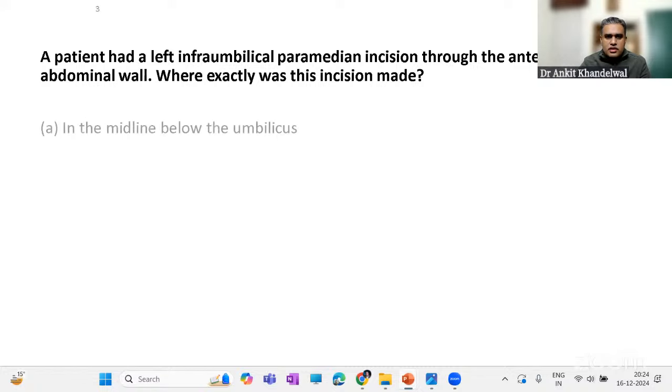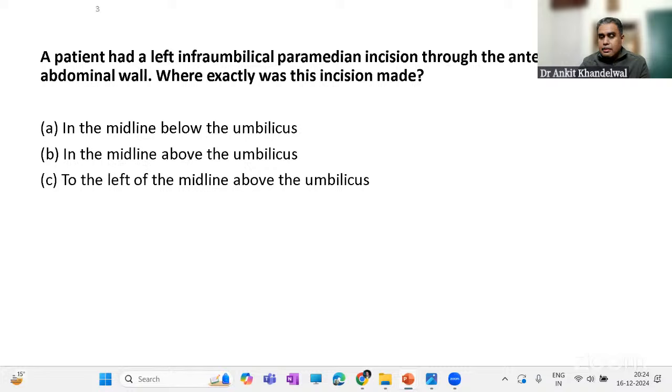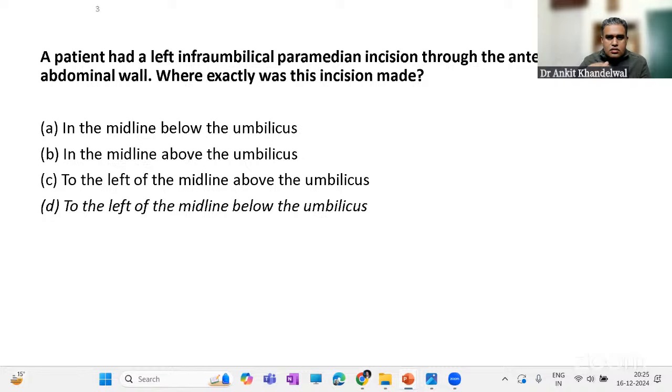Okay, let's see the options over here. In the midline below the umbilicus, in the midline above the umbilicus, to the left of the midline above the umbilicus, to the left of the midline below the umbilicus. I hope not very difficult. Left side, fine. So A and B we can rule out. It is saying midline, it is not median, it is paramedian. So it is either C or D. Infraumbilical, it is below the umbilicus. C option says to the left of midline, above the umbilicus. Above is not possible. The answer is option number D, to the left of the midline, below the umbilicus. So it is left infraumbilical paramedian incision.